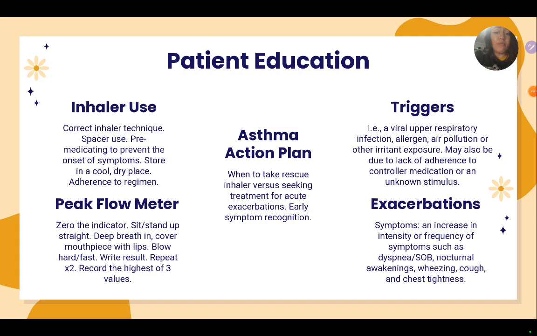Then, it's also important to educate your patients on the symptoms associated with an acute exacerbation of asthma. These might include an increase in the intensity or frequency of symptoms such as dyspnea or shortness of breath, nocturnal awakenings, wheezing, cough, and chest tightness, all of which interferes with one's normal activities of daily living. If the patient checks their lung function via peak flow or home spirometry, it may be significantly reduced. Asthma attacks can come on over a few days or even occur suddenly.